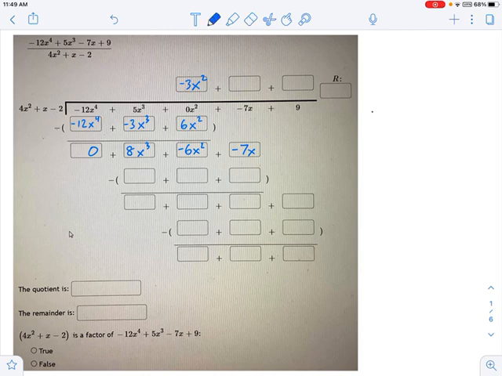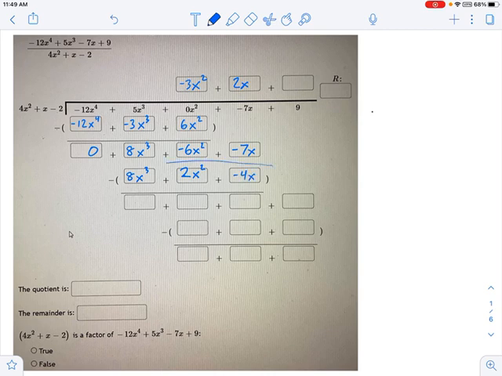Okay. Now we take this new row and divide it by 4x squared again, right? 8x cubed over 4x squared gives me 2x. And now I multiply 2x times that whole divisor. So 2x times 4x squared is going to be 8x cubed. 2x times x gives me 2x squared. And 2x times negative 2 is negative 4x.